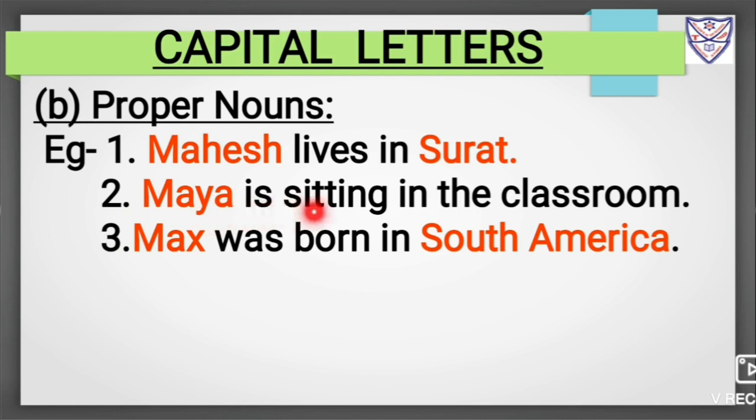Number 2, Maya is sitting in the classroom. Over here, Maya stands for the proper noun, as well as here we can say it is a particular name given to a person. Therefore, M of Maya will be capital. Number 3, Max was born in South America. Now over here, Max is a name of a person which is in the form of a proper noun. Why? Because it shows that Max is a name given to a particular person. Therefore, M will be capital.